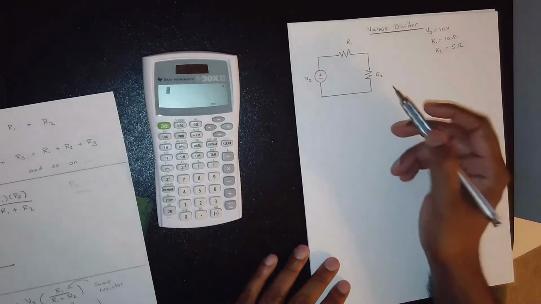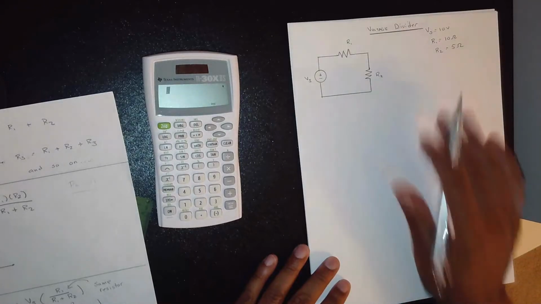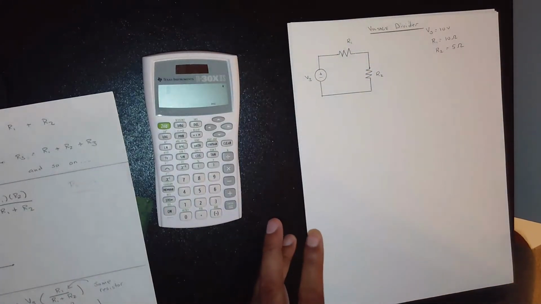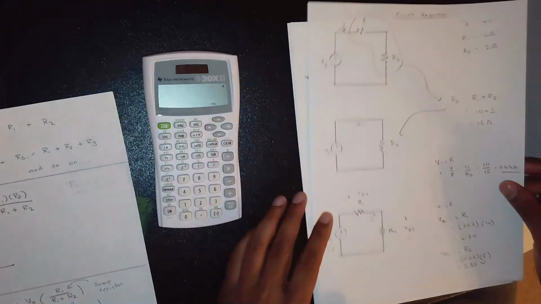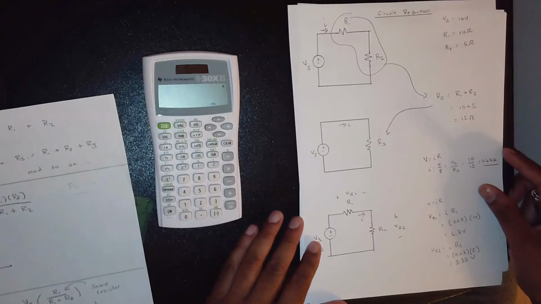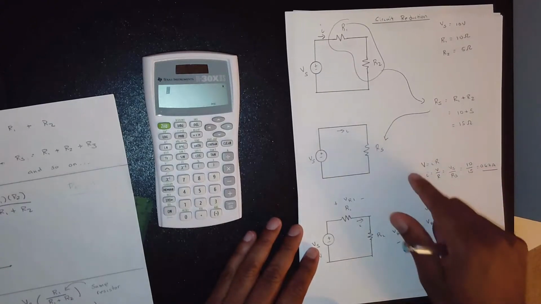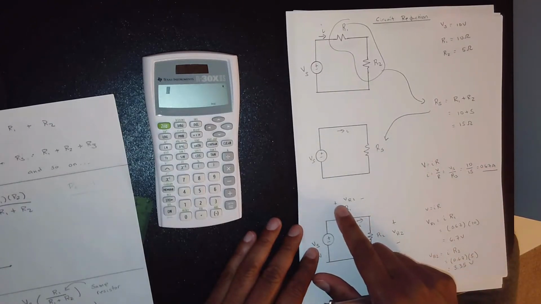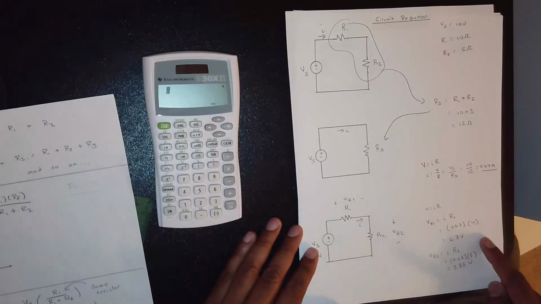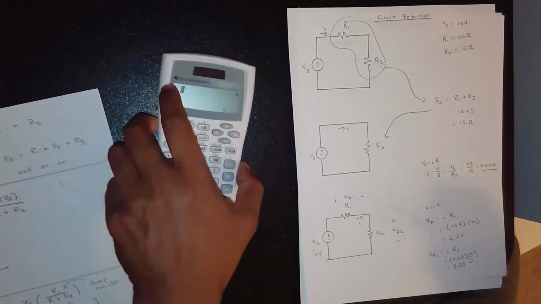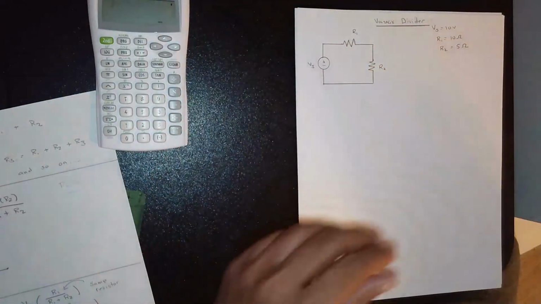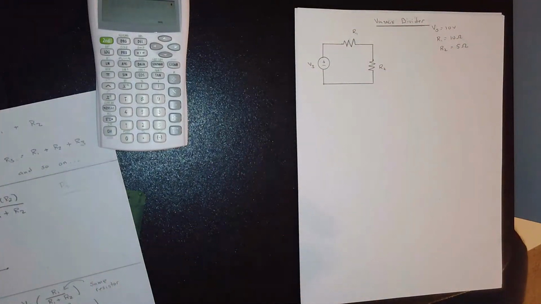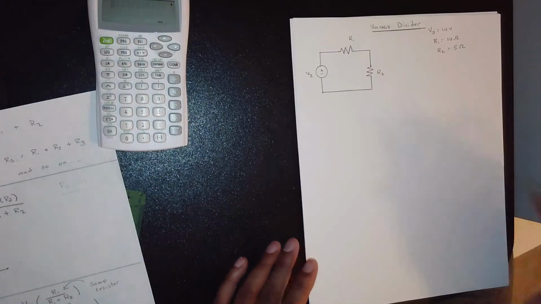So let's calculate. In our previous video, we saw a calculation across the resistors using our circuit reduction method, right? We reduced the circuit, calculated I, and then simply calculated the voltage across R1 through our current, and the voltage across R2. What we're going to do is solve the circuit again, okay? The same VR1 and VR2, but we're going to use what we call the voltage divider, okay?